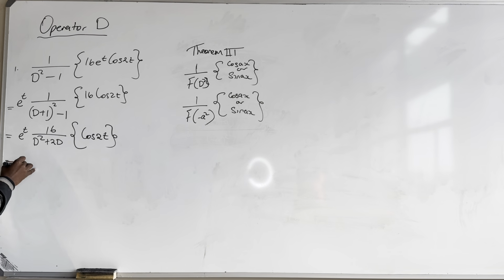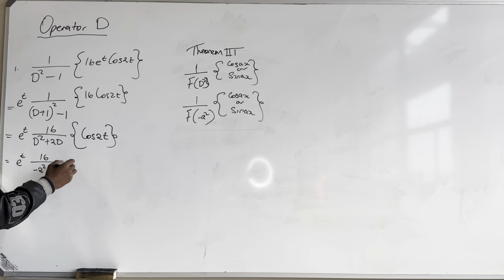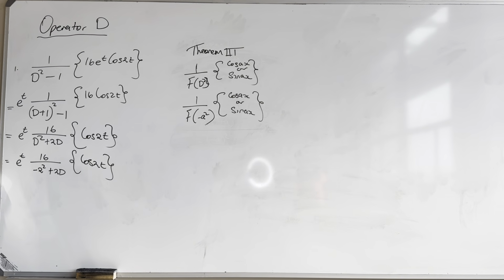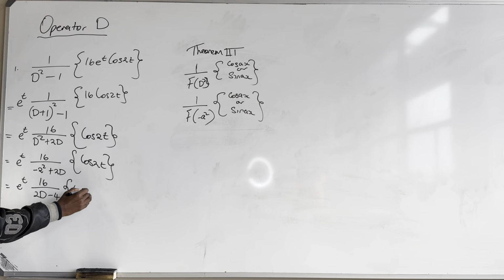So we'll say e to the power of t, and then 16 over negative 2 squared, because our a is 2, so we have a negative 2 squared, and then we have 2D, operating on cos 2t. So the answer here will be e to the power of t, and then we have 16 over 2D minus 4. Now looking at this problem, we have a common factor, the common factor of 2. So we're going to take it out.